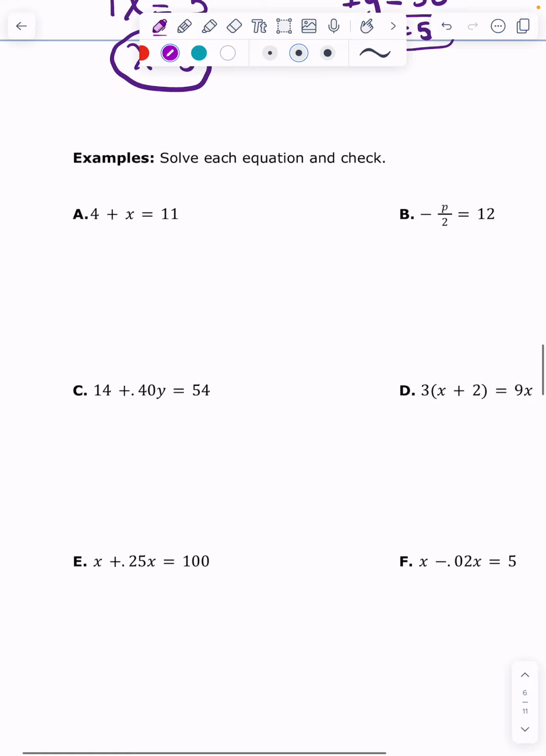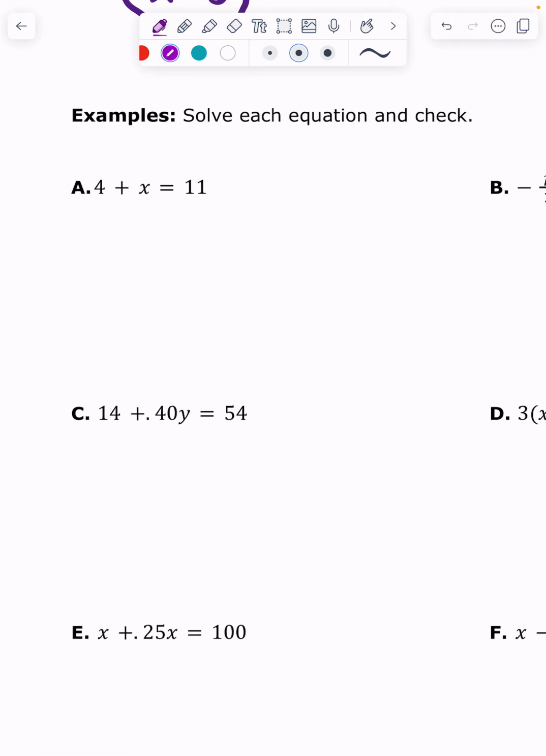All right, so here we have some mixed practice. Solve each equation and check. All right, so there's something added to x here on example A, so I need to subtract it, and then I get x equals 7.